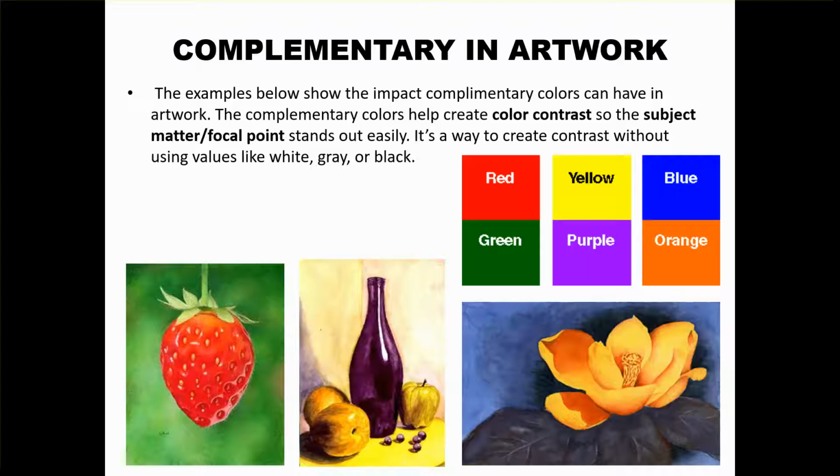Remember, contrast is the difference between two colors or values, but you can tell how the strawberry stands out next to green. The violet vase stands out next to the tan and yellows and gold. The orange flower on the right stands out next to blue. So it just makes it more intense so that way you can easily see that color.